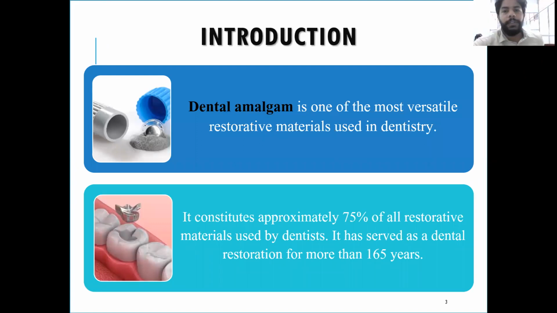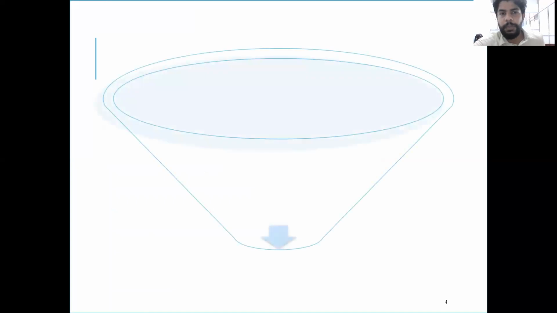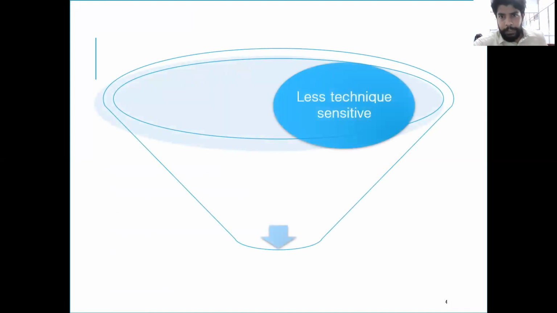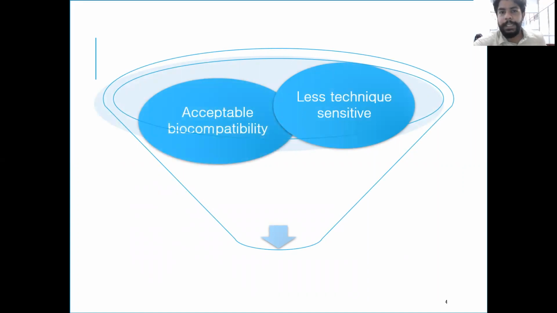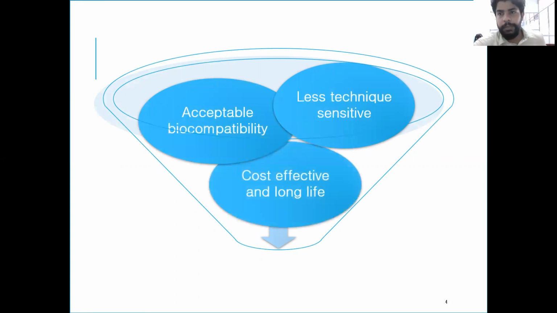So dental amalgam is one of the most versatile restorative materials used in dentistry. It constitutes approximately 75% of all restorative materials used by the dentist. It has served as a dental restoration for more than 165 years. The advantages of amalgam are that it is less technique sensitive, it has acceptable biocompatibility, it is cost effective and has a long life. This has led to the popularity of amalgam among dental practitioners.